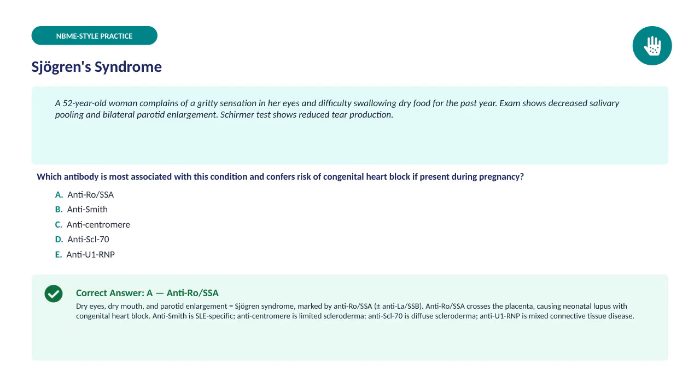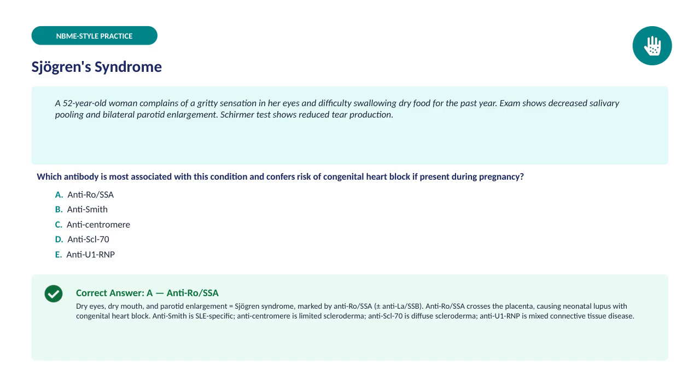A 52-year-old woman with dry eyes and difficulty swallowing dry food for a year suggests Sjogren's syndrome, characterized by decreased saliva and tear production along with parotid gland enlargement. The antibody most associated with this condition is anti-Ro, also called anti-SSA. This antibody is important because it can cross the placenta and, if present during pregnancy, increase the risk of congenital heart block in the newborn, a serious complication linked to neonatal lupus.